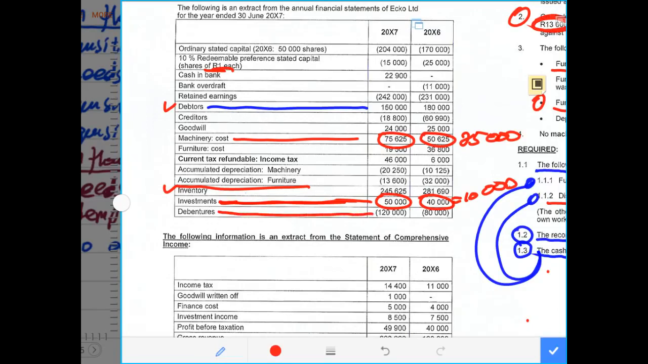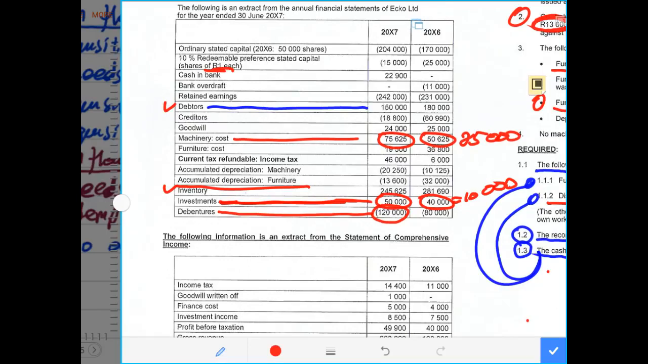Debentures of 80,000 last year and debentures of 120,000 current year. We see that our debentures increase. Remember, debentures work as a form of funding or financing. That means the company needed more funding in the current year and they issued debentures. Therefore, now they receive more money.